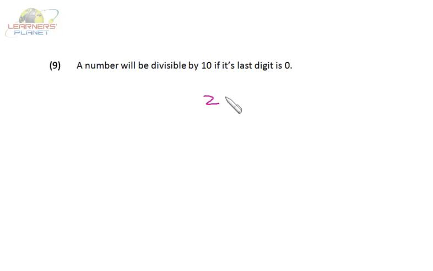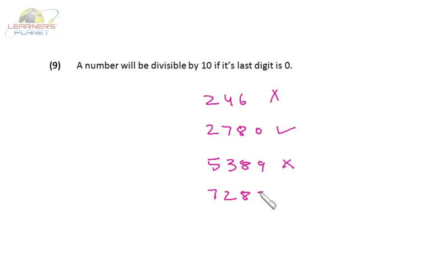Suppose I have a number 246. It is not divisible by 10. 2780. It is divisible by 10. 5389. It is not divisible by 10. 72850. It will be divisible by 10. So you just have to see the unit digit. If it is 0, then the given number is divisible by 10, and if it is not 0, the given number is not divisible by 10. Very simple.